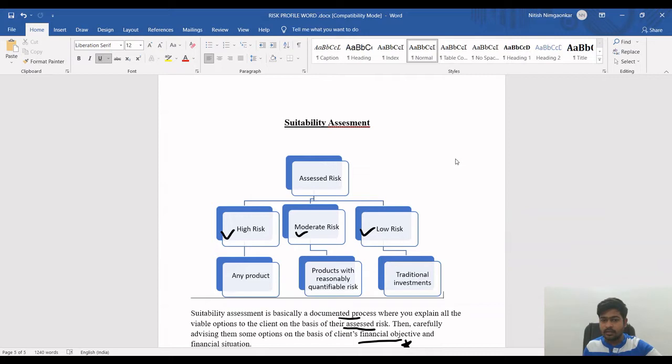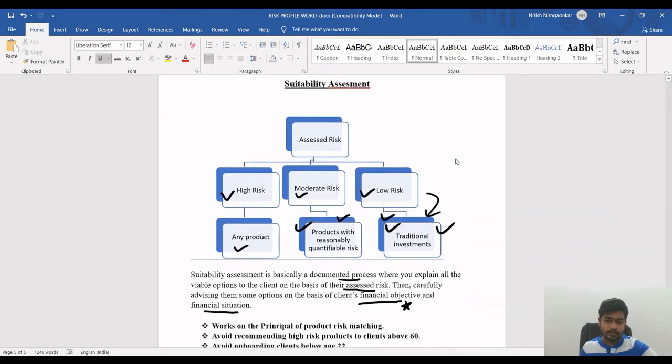Now, for a high risk client, you can advise them any product. You can also advise them products which fall under the moderate risk category. You can also advise them traditional investments. To moderate risk clients, you can advise these products and these products. And of course, to the low risk client, you can only advise traditional investments.